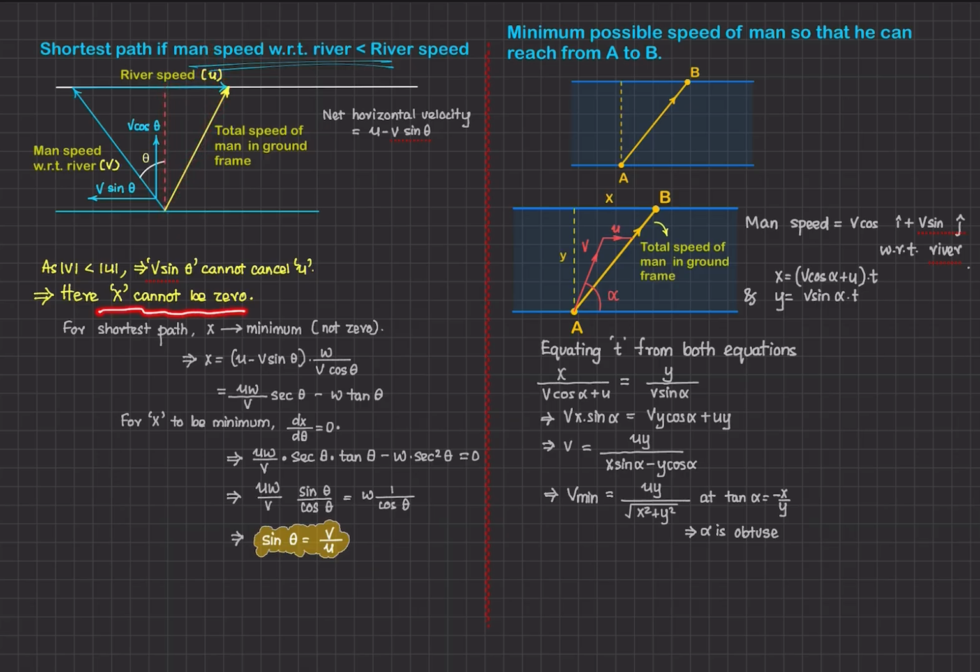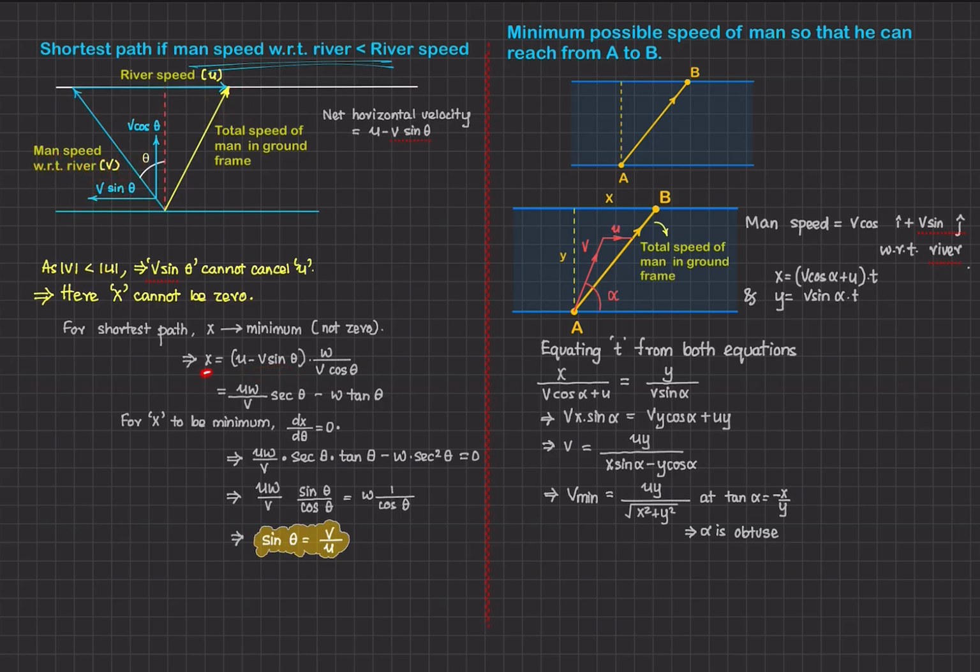Here x cannot be 0, right? So for the shortest path, x has to be minimum. This is the reverse speed u. We have taken v this way and this angle as theta. So the horizontal component of the man's speed with respect to the river comes to be v sine theta. So the net speed in the horizontal direction: this is u and this direction is v sine theta, so they will get subtracted here.